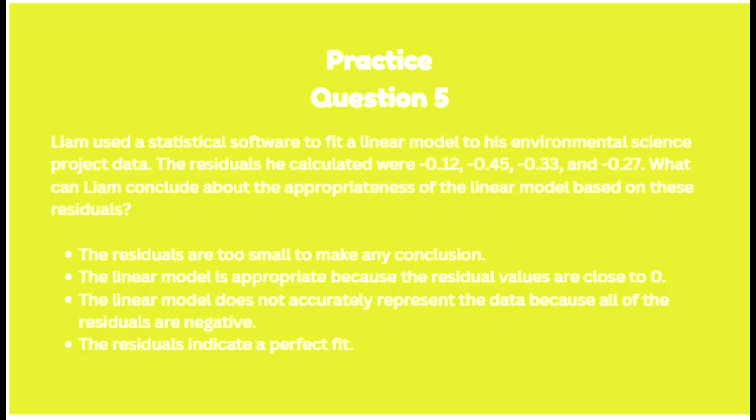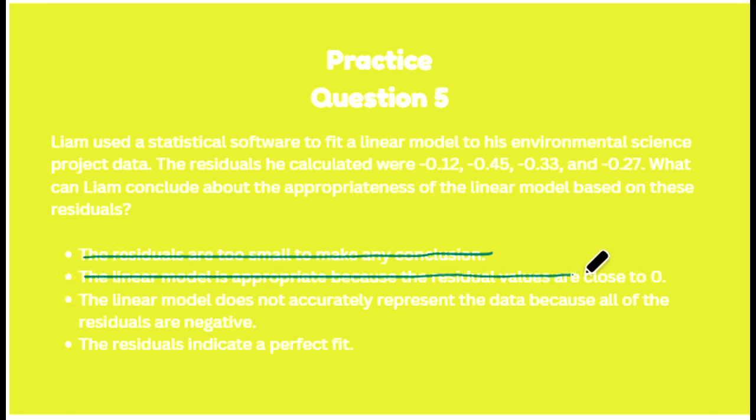Practice question number 5. Liam used statistical software to fit a linear model to his environmental science project data. The residuals he calculated were -0.12, -0.45, -0.33, and -0.27. What can Liam conclude about the appropriateness of the linear model based on these residuals? The residuals are too small to make any conclusion. No, small residuals are a good thing. The linear model is appropriate because the residual values are close to 0. It doesn't matter how far away they are from 0. That doesn't have anything to do with being appropriate or inappropriate.